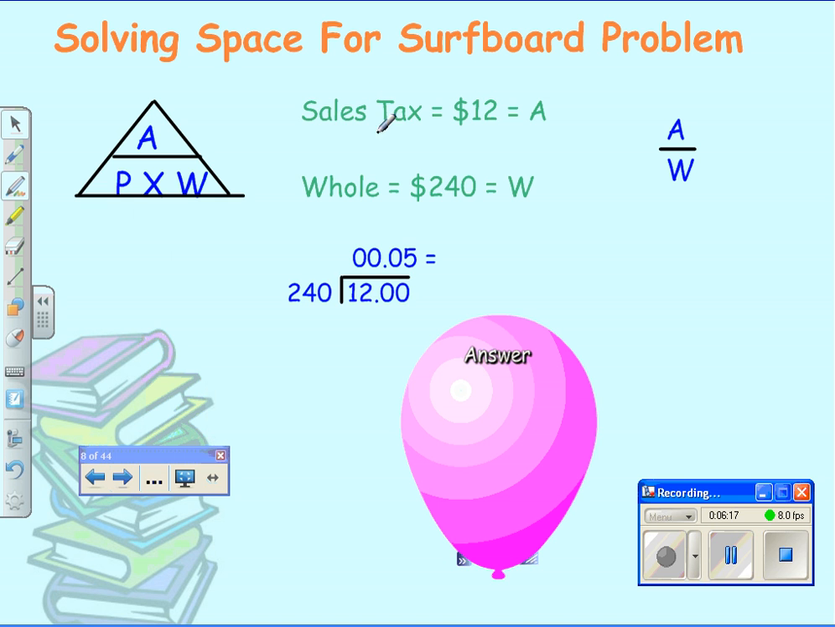Solving space for the surfboard problem. I will show you. Sales tax equals 12. We already got that. Whole is 240. Got that. You divide, it equals 0.5. Our answer.